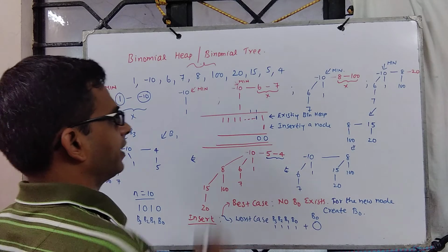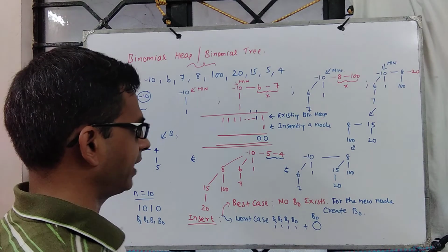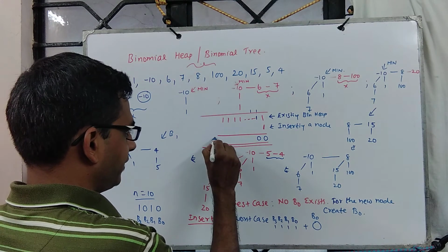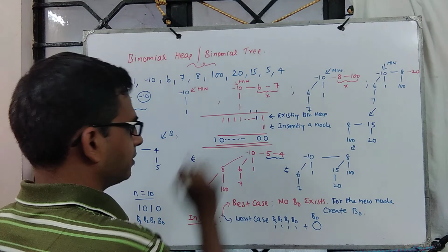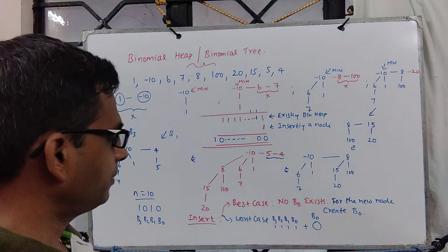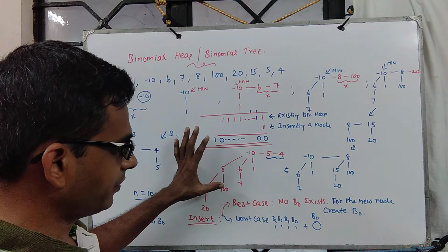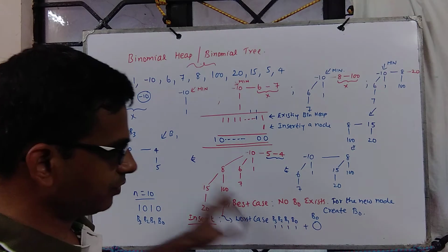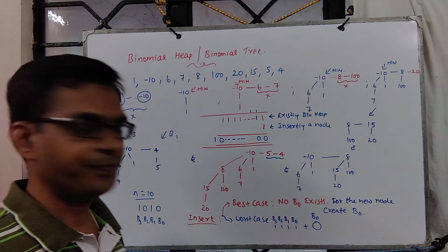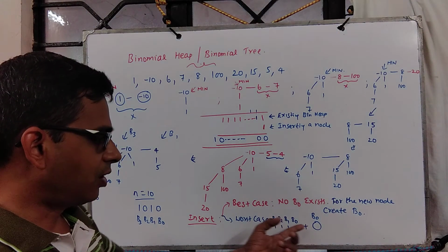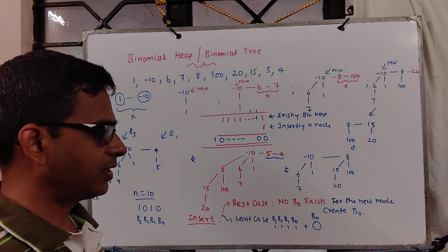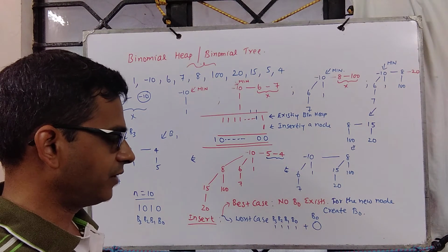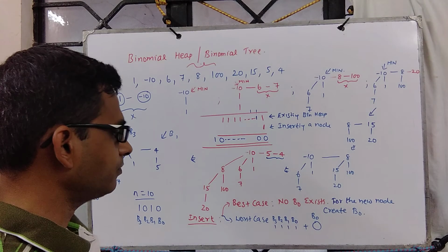Again 1 plus 1 is 0. We get a carry 1, which means we create a copy of B2. And we keep doing this. So finally we get to see 1 followed by 0 everywhere. This is the worst case scenario. The worst case scenario is such that you already have a copy of B0, B1, and so on up to the highest order Bk. And on insert, all of them disappear and we get a new binomial tree of order k+1, or we create Bk+1.